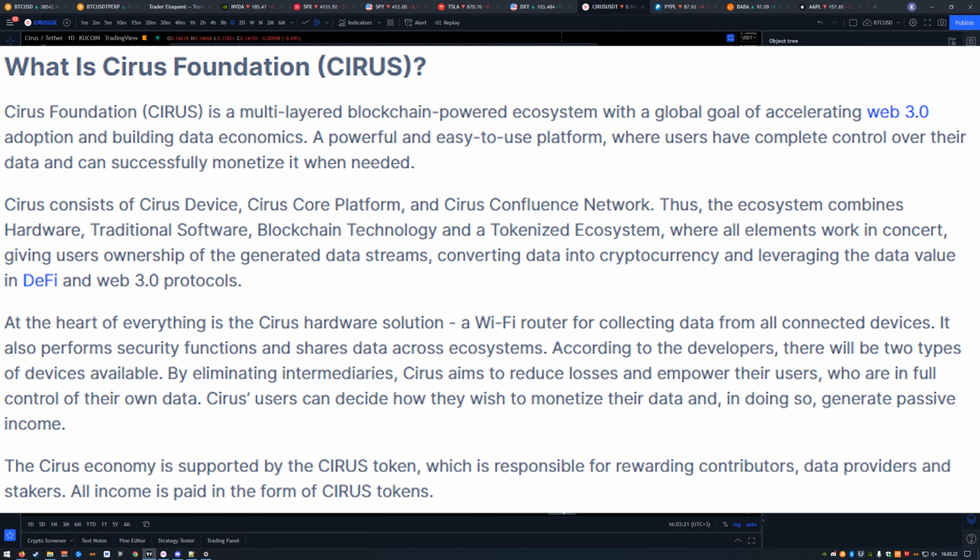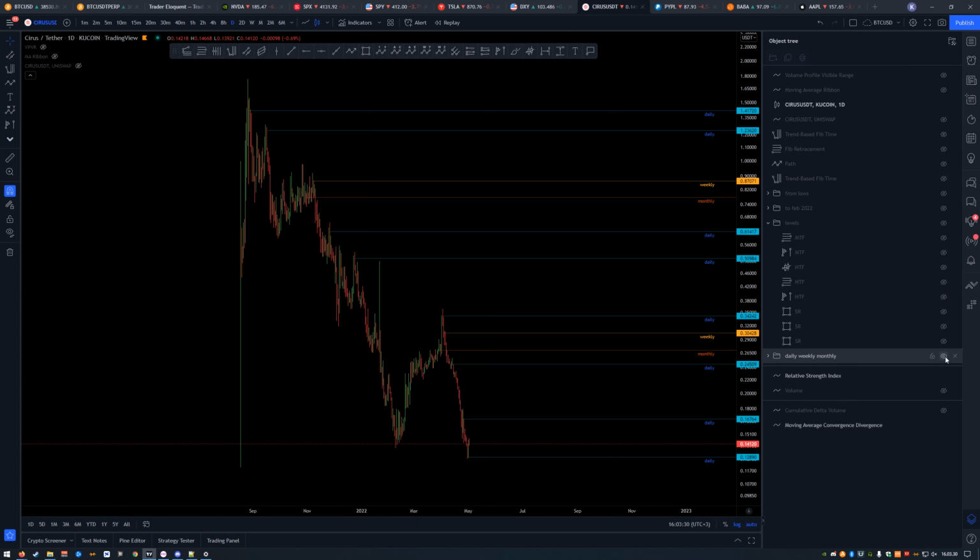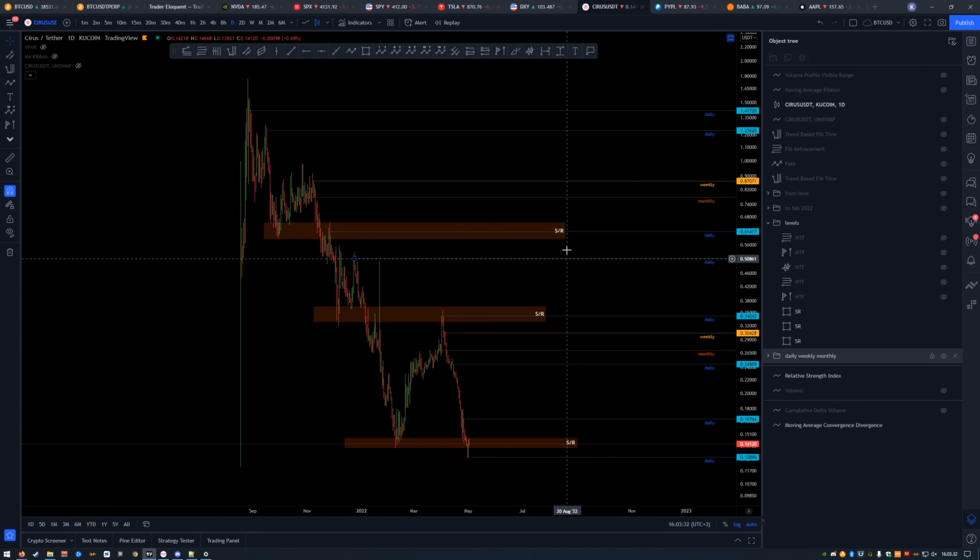First we'll check out some major levels of support and resistance, and then I'll show you some possibilities with Elliott Wave theory. Let's get going. First we'll check out again the major support and resistance levels.